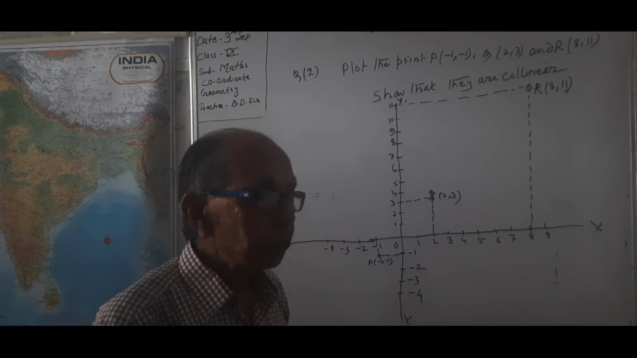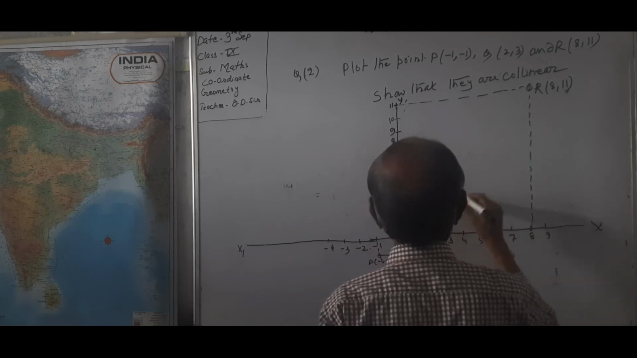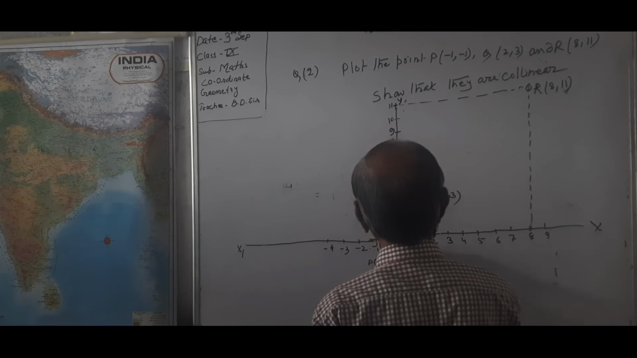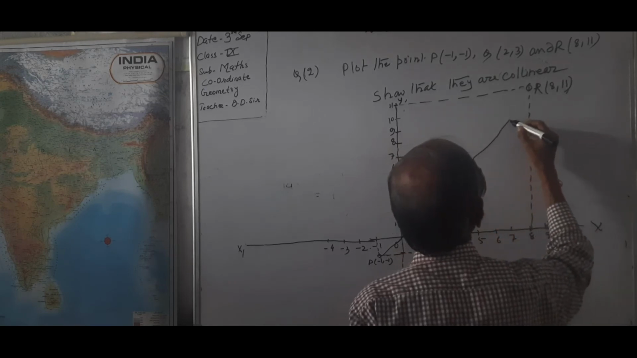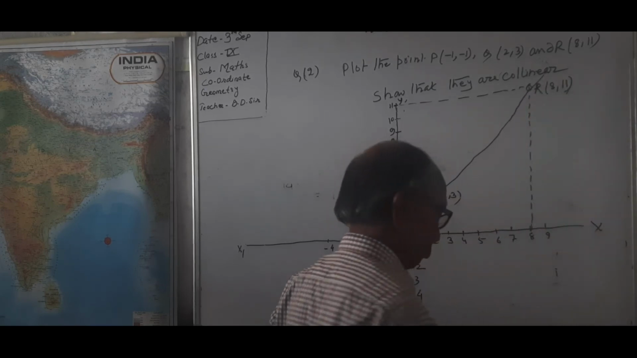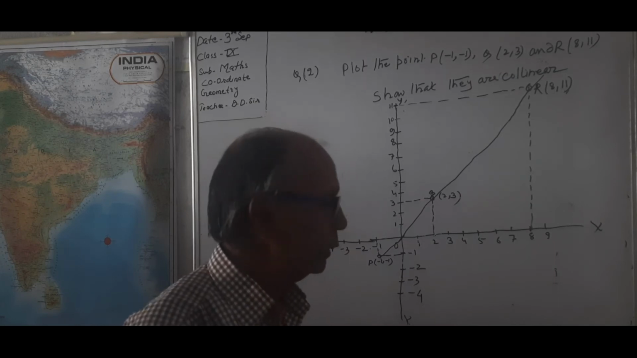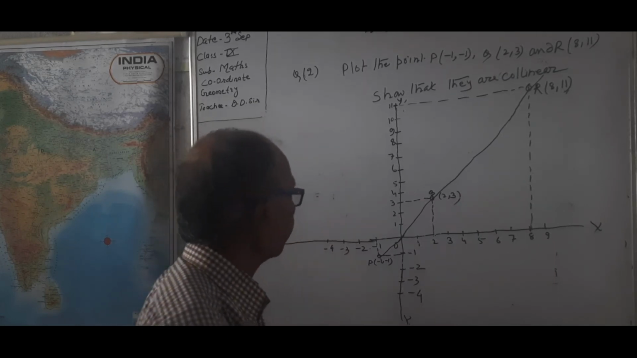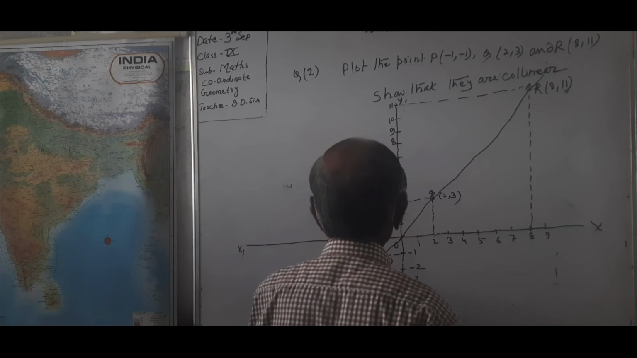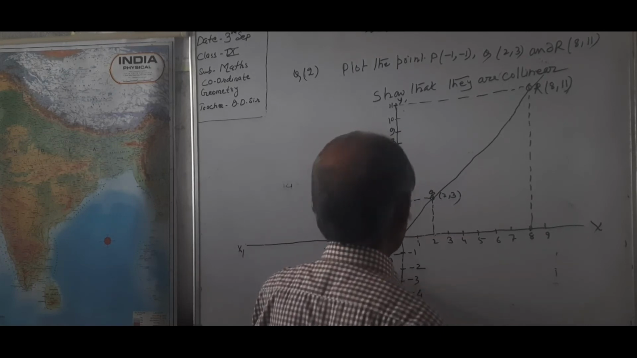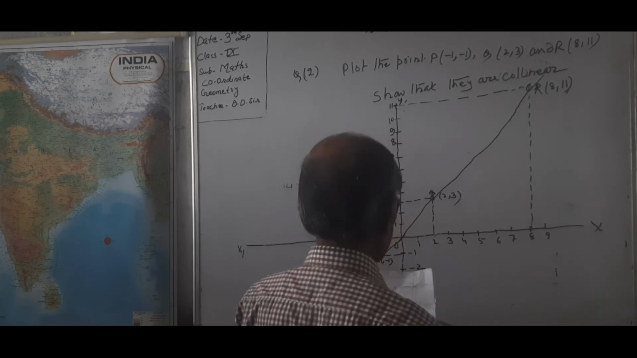Now we join these points P, Q and R. Here the distances of the points are not exactly equal, but if you do it yourself with a scale and compass, plot the points and join them, then it will be a straight line. PQR should be a straight line.